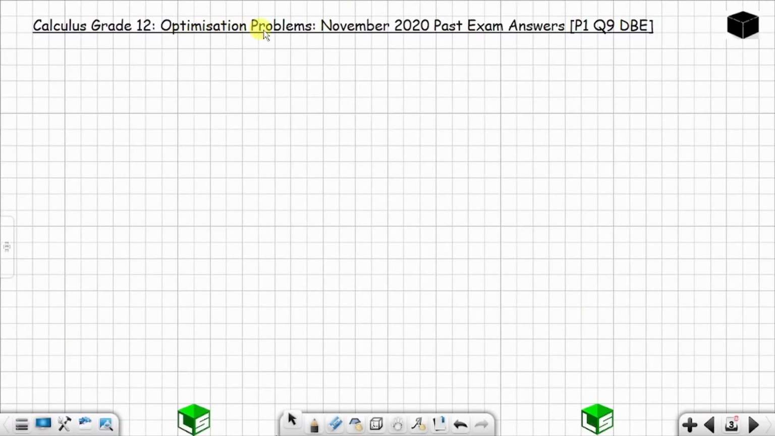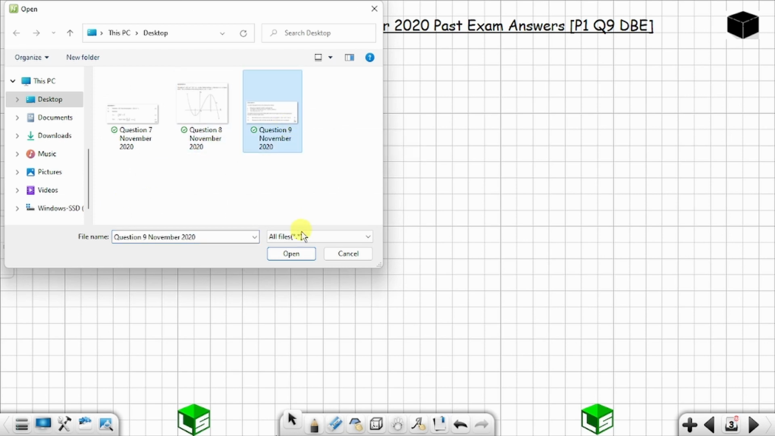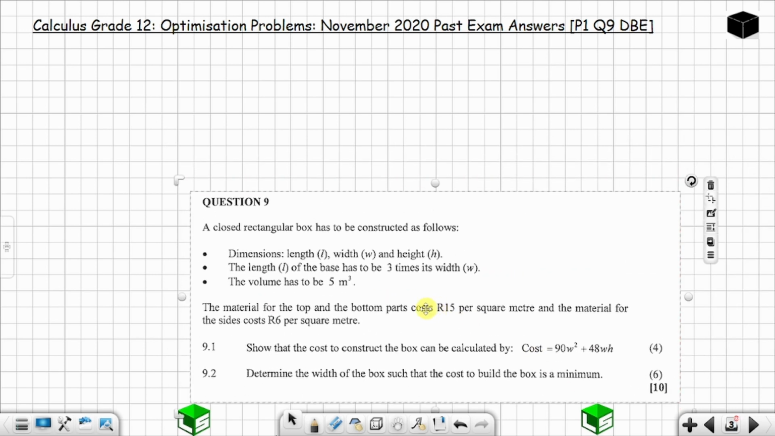Question 9 on optimization problems from November 2020. Let me get the question again. I hope you can see it. Question 9: a closed rectangular box has to be constructed as follows. You have the dimensions, the length, the width, and the height. The length of the base has to be 3 times its width. The volume has to be 5 cubic meters. The material for the top and the bottom part costs 15 rand per square meter, and the material for the sides costs 6 rand per square meter.